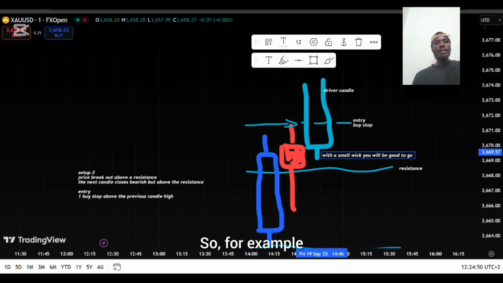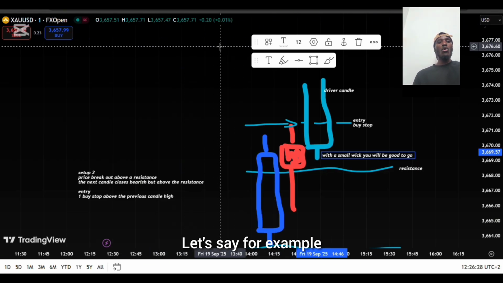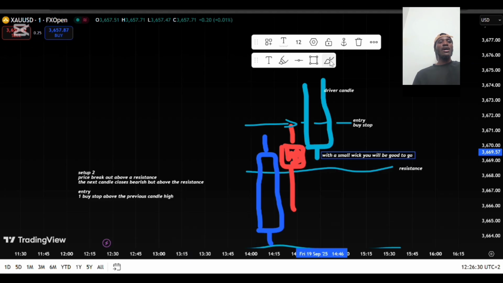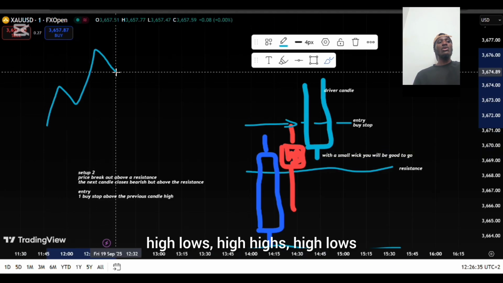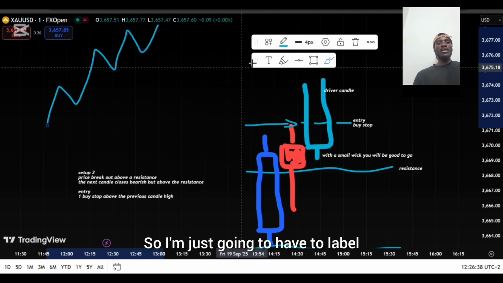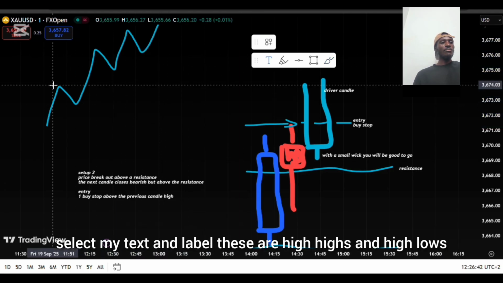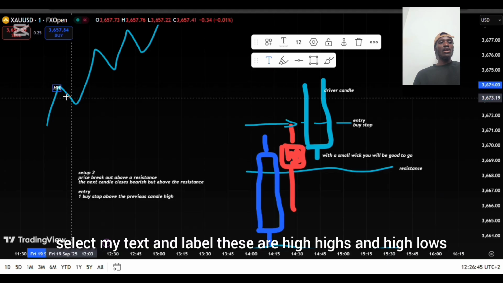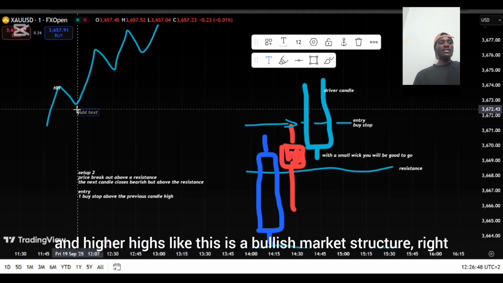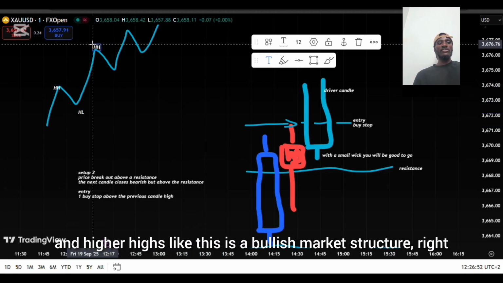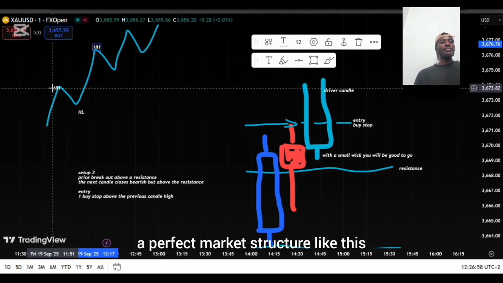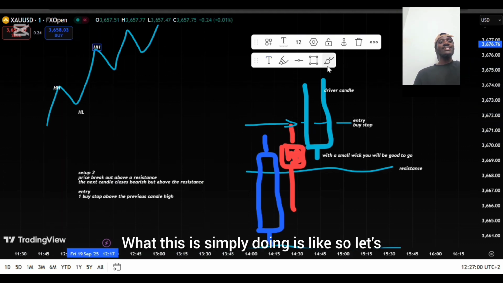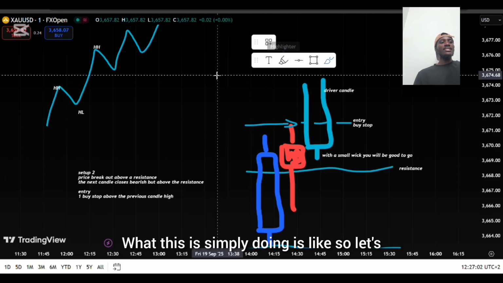So for example, going on the illustration, a perfect market structure has got higher highs, higher lows, higher highs, higher lows, and higher highs, higher lows. So I'm just going to label these as higher highs and higher lows. This is a bullish market structure, right? So let's say we've got a perfect market structure like this.